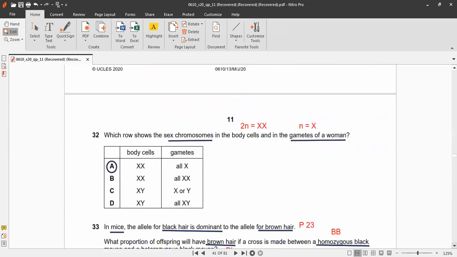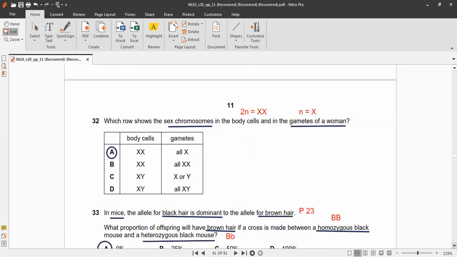Which row shows the 6 chromosomes in the body cells and gametes of a woman? Yes, here body cells are XX in a woman, and gametes are X, all X. So the correct answer is A.